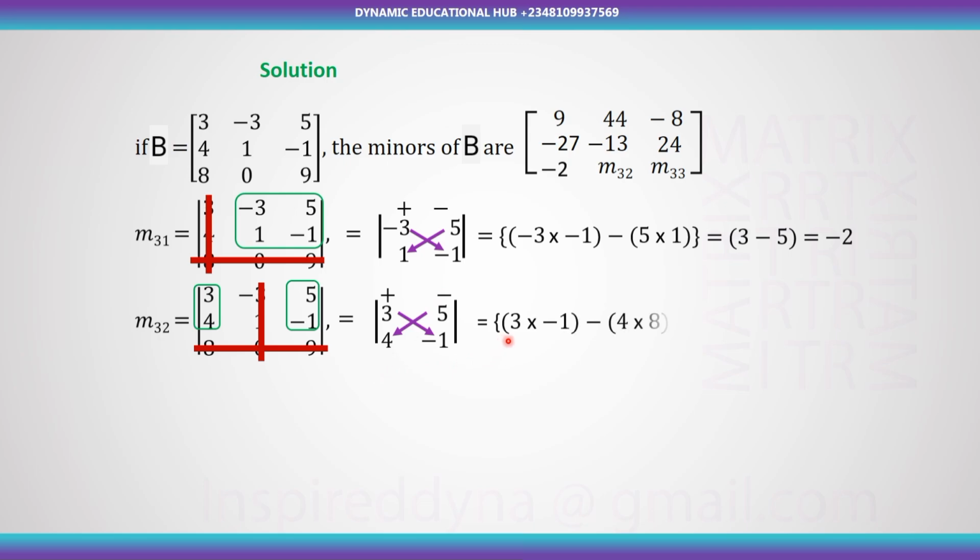So you are going to have 3 multiplied by minus 1 minus 4 multiplied by 5. 3 multiplied by minus 1, you are getting minus 3. 4 multiplied by 5, we are going to get 20. At the end of the day, you have minus 3 minus 20. That will give us minus 23. So that is what we have here, minus 23.